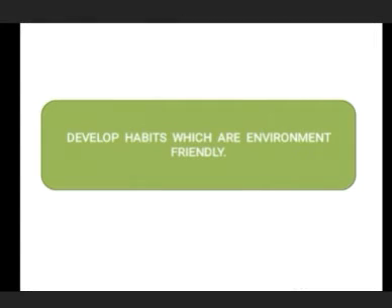Plastics has lots of uses because of its different characteristics, but it is harmful for the environment. So we must avoid the use of plastics as far as possible to save our environment from the harmful effect of plastic. As we are responsible for the environmental pollution caused due to our carelessness, we need to develop habits which are environment friendly and save our beautiful planet Earth.